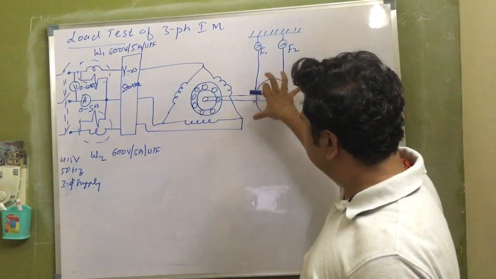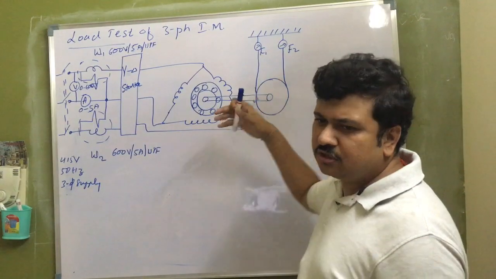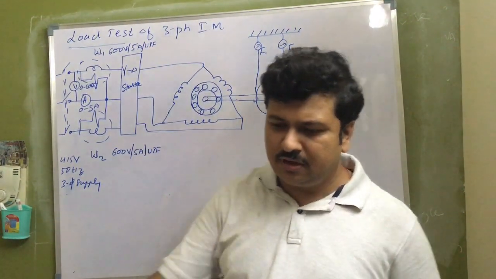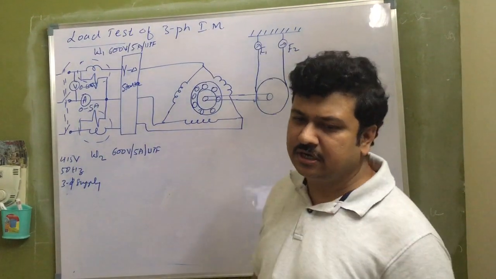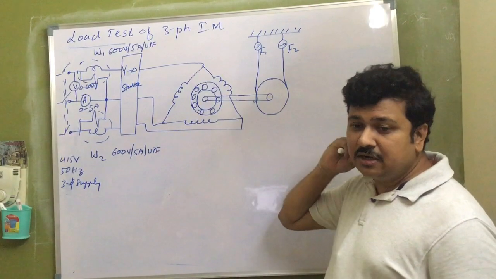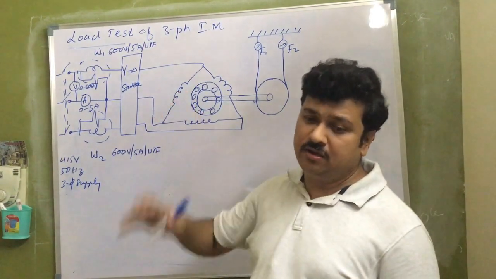So when the rotor is blocked, what happens? It is a short circuit. It is as good as the secondary being exactly short circuited. In that case, if I supply this full voltage, the current in the stator will be tremendously high.